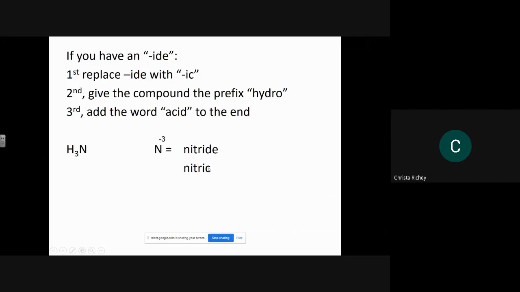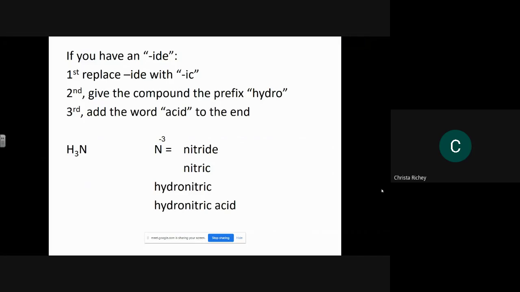It's from the periodic table. So this was the first step. Replace ide with ic. I just put the charge up here because we're going to have to be able to go both from names to formulas and from formulas to names. So then the second thing is I'm going to put hydro in the front. And then the last thing I have to do is I'm literally just going to add the word acid. And I've heard it pronounced both ways, hydronitric and hydronitric. It's like the potato, potato concept.